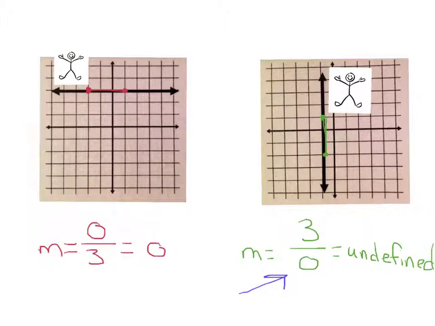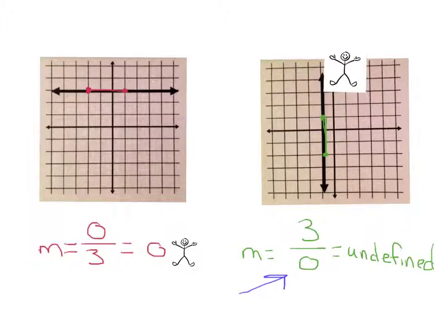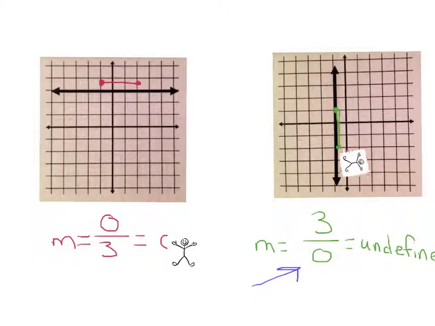Another thing that I like to think about that helps me remember the difference between these is imagine yourself walking these 2 lines. On this left one, if you're walking this line, you're not increasing or decreasing, you're not going uphill or downhill, so therefore your slope is simply 0. But if you try to walk this line, it is a cliff, and you're going to fall down this cliff and die. Therefore, the slope is undefined.